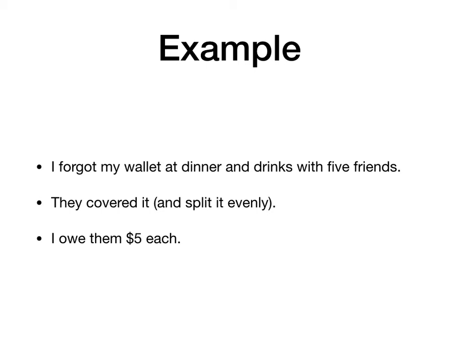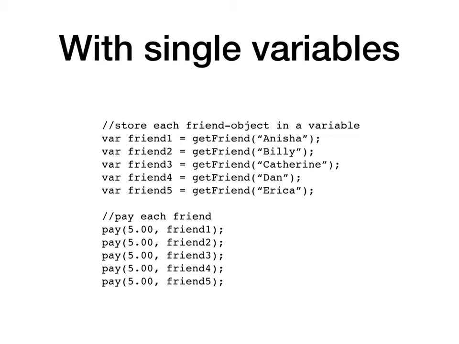They decided to cover it, and they also happened to split it all evenly, and we all more or less spent the same amount. So ultimately, I owe them each $5, right? And I want to write a script to tell my PayPal to give them all money. With individual variables, I'm going to have to define each friend and then pay each of them separately. I'm going to have to write a line of code for each of my friends and then pay them with a line of code each.